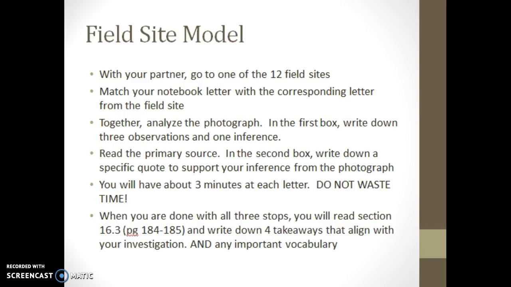So you write down 3 things you can see, and then make an inference. Remember, inferences aren't always 100% accurate, but they have to be possible or plausible. So you're going to do that for each picture. So once you're done with that, then you're going to read the primary source, where you're going to write down a specific quote to support your inference, and then you'll read the textbook at the bottom. And this will all make sense here in a second.